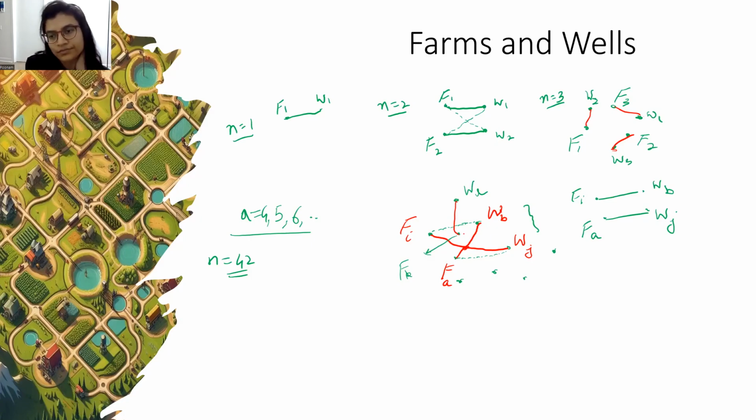Now, when you revert to the green configuration, see, in the red configuration, FI and WB do not exist. That road is not there. So this crossing is not present in the red configuration. But the moment you go to the green configuration, this crossing starts to exist. So you created a new crossing. So at least this method of exhausting does not directly work.